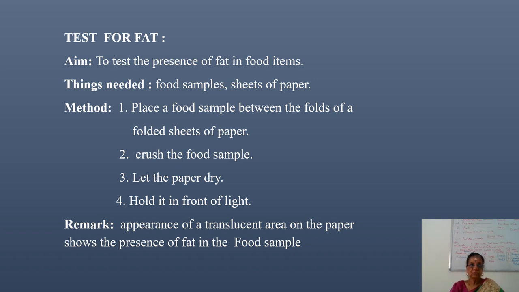To test the presence of fat in the food item, you need a food sample and sheets of paper. The procedure, the method, we are reading. Place the food sample between the folded sheets of paper. Crush the food sample. Let the paper dry. Hold it in front of the light, where you can observe the appearance of a translucent area on the paper, which shows the presence of fat in the food sample. I hope you understand. Go through it. Read it for a second.